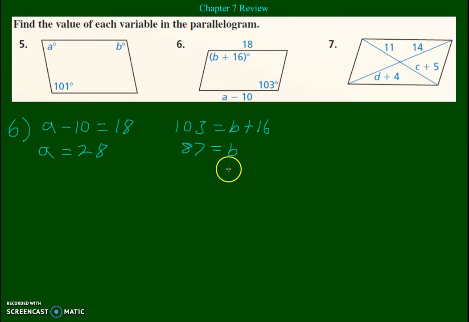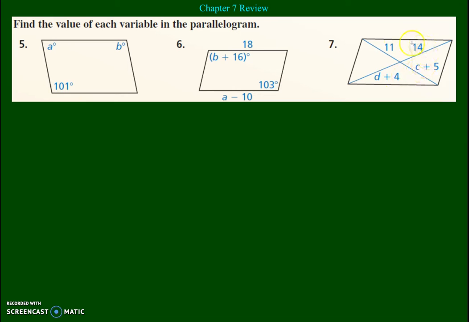And now on to problem 7. For problem 7, we're going to use one of the other properties of parallelograms, and that is the diagonals bisect each other. So that means this piece is congruent to that, and this piece is congruent to that. For number 7, we have C plus 5 equals 11. That means that C equals 6. And for D, D plus 4 equals 14. So D equals 10.